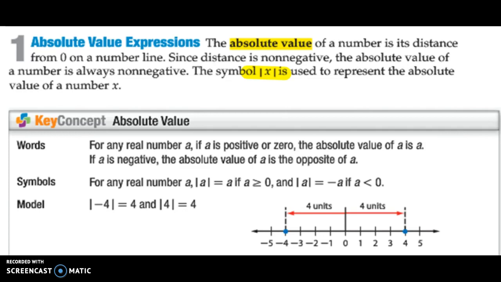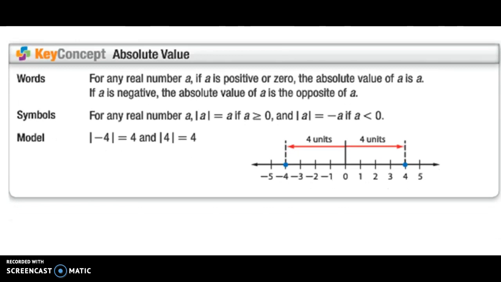Now if there's a negative on the outside of it, which we'll look at in a minute, that changes it a little bit. However, when you're in the absolute value symbol, it's always non-negative that comes out. So right here is the definition of absolute value. For any real number a, if a is positive or 0, the absolute value is a, and if a is negative, then the absolute value is the opposite of a. So any value, either way, left or right, is going to be so many units in a positive number.